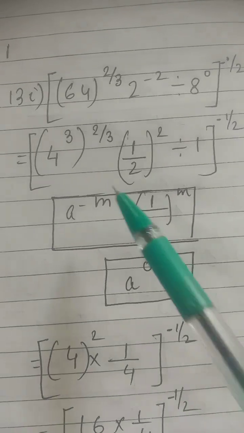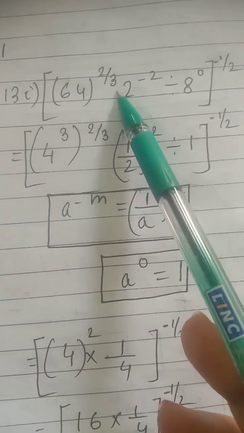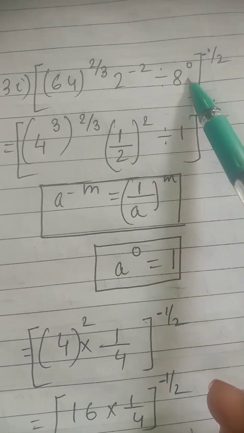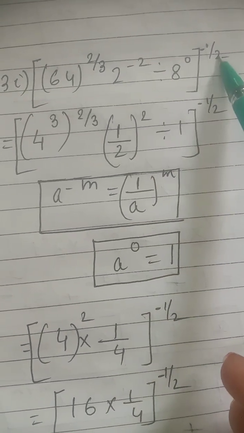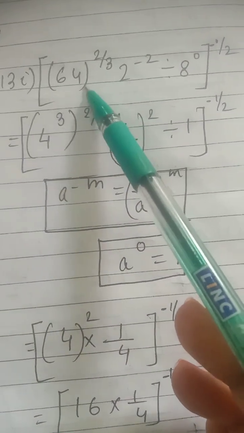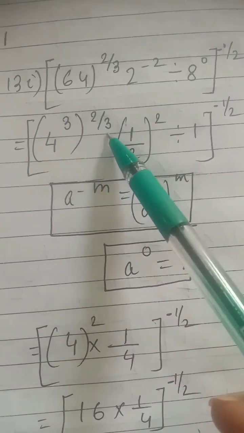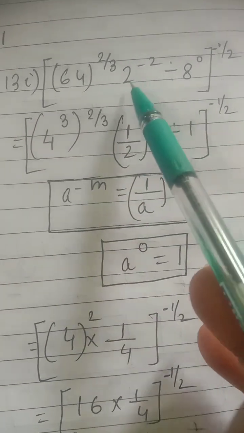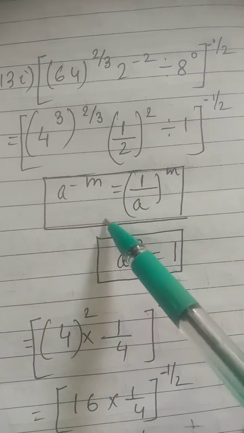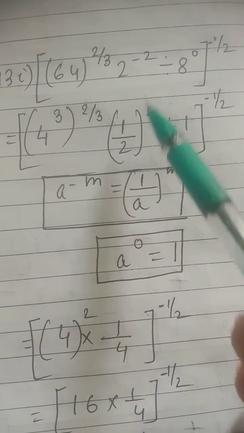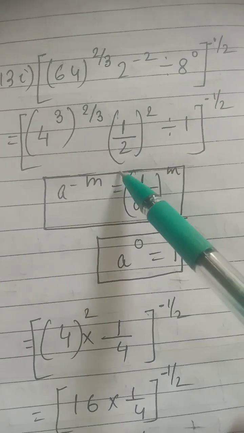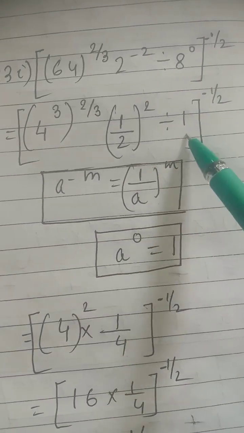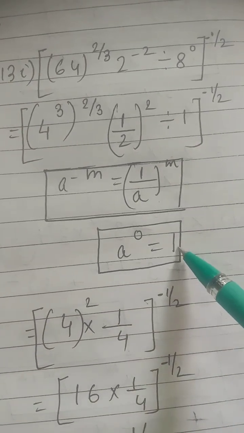Now question number 13's first is 64 to the power 2 by 3 minus 2 to the power minus 2 divided by 8 to the power 0 whole to the power 1 by 2. Now 64 can be written as 4 cube to the power 2 by 3. To make the power positive here, we just have to make its reciprocal according to this law. So we'll write it as 1 by 2 whole square divided by 8 to the power 0 will become 1 because anything to the power 0 is 1.